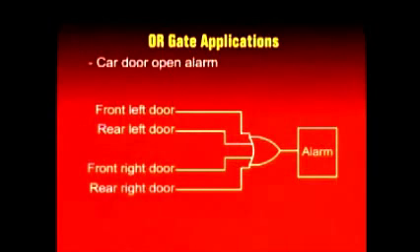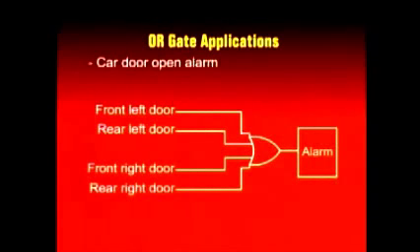Now let us consider the application of an OR gate. A car has 4 doors, so an OR gate can be used to sound an alarm if any of the 4 doors is open. Let us have a circuit which generates 5 volts when any door is open. So let us suppose all the doors are closed. So the 4 circuits would be generating a 0. If all the outputs of these 4 circuits are connected to the 4 inputs of an OR gate, what would be the output? It would be a 0. Let us suppose the front left door is open.